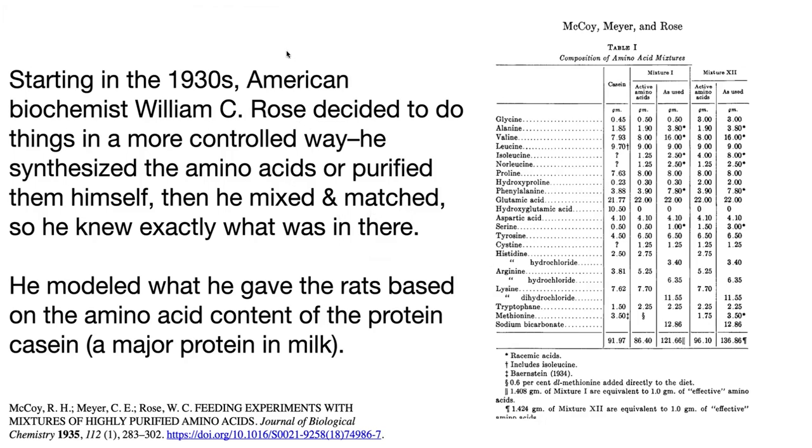Then in the 1930s, however, the American biochemist William C. Rose decided to do things in a more controlled manner. He went ahead and synthesized or purified each of the amino acids that were known about, and then he was able to mix and match them in order to figure out things like how much of each of them do you need, and what is missing. He took what was known about the amino acid content of casein, which is a major protein in milk, and he modeled that. He took the same amount of each of the amino acids that's in casein and mixed them together to get this kind of artificial casein.